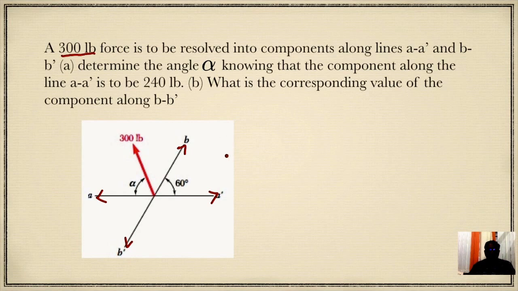So this is the problem that is given to us, and we have been asked to find the other two components acting along a dash and b dash. And most importantly, we are also supposed to find the angle alpha when one of the forces is given to us. Okay, so with no further delay, we'll go back to the parallelogram law.